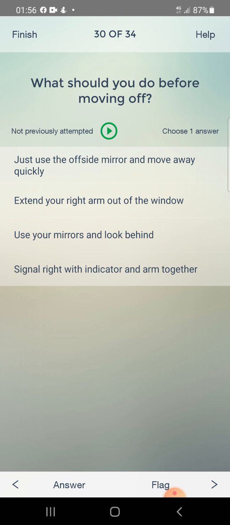What should you do before moving off? Just use the offside mirror and move away quickly. Extend your right arm out of the window. Use your mirror and look behind. Signal right with indicator and arm together.